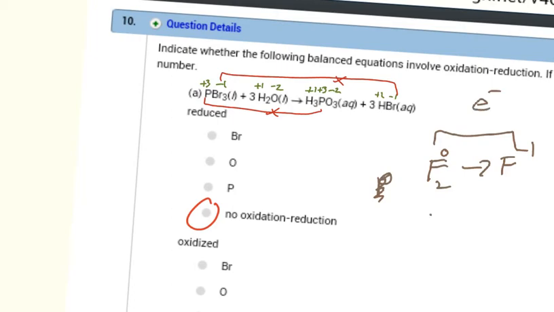So this is according to OIL RIG. If it's gaining electrons, it must be reduction. So that's kind of how we tell.